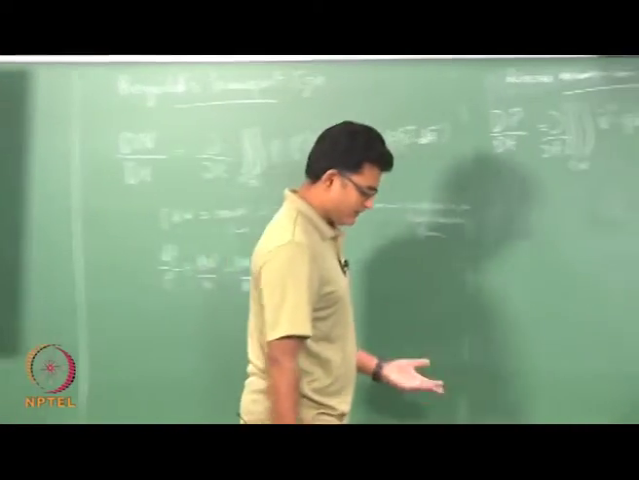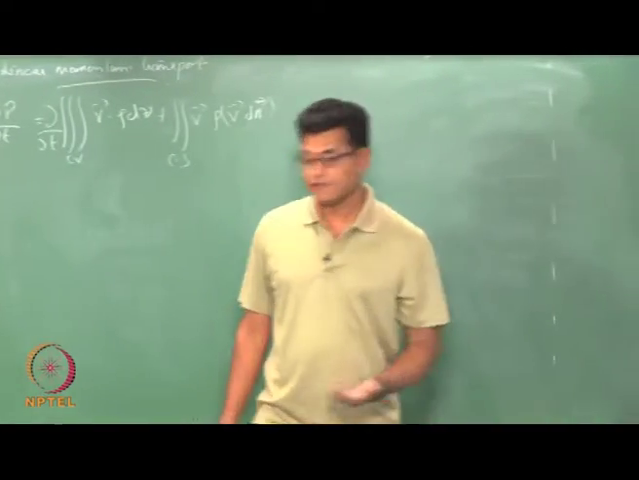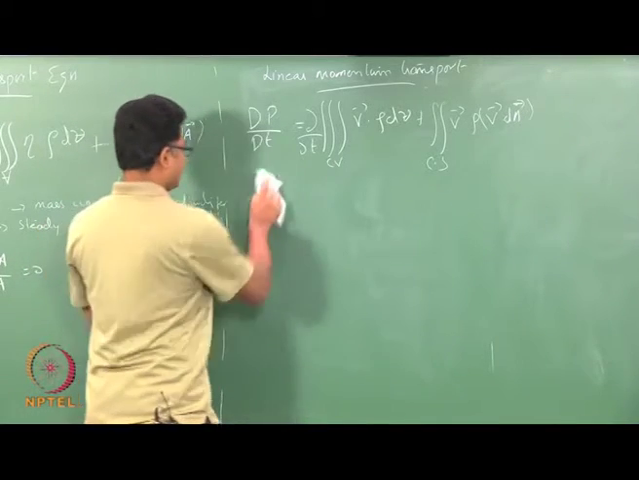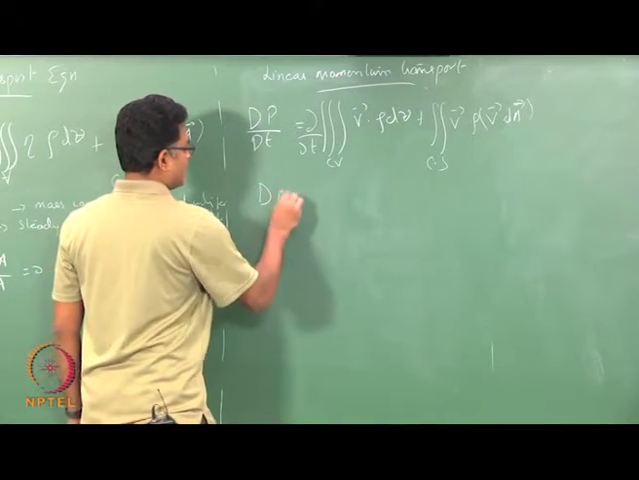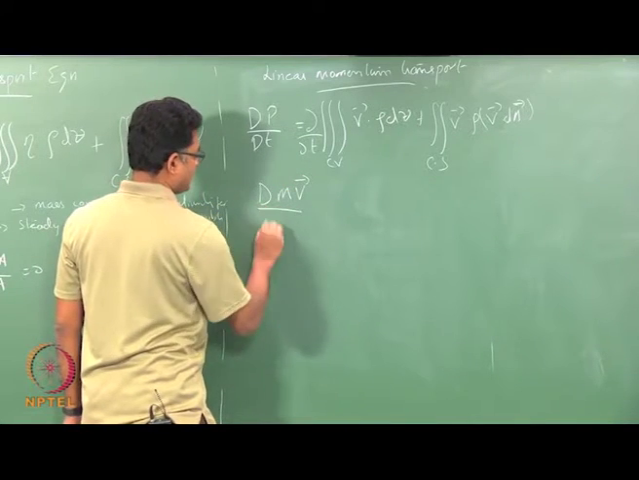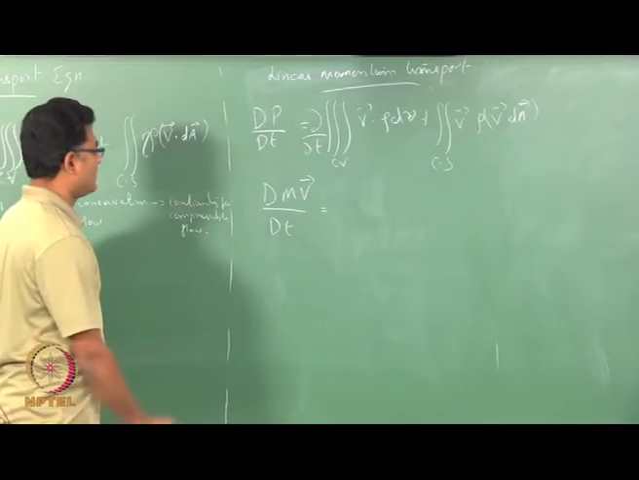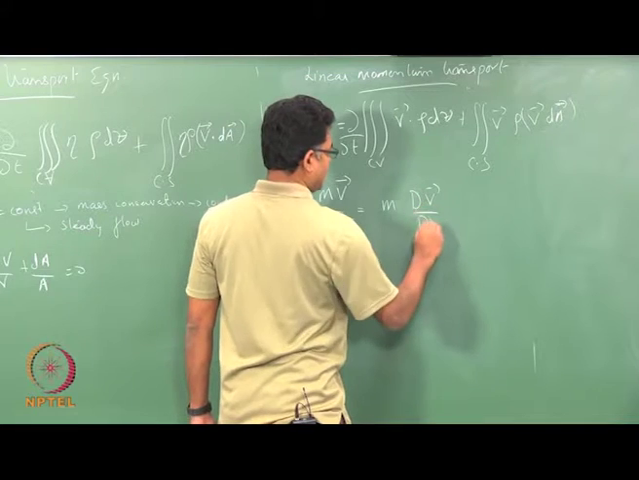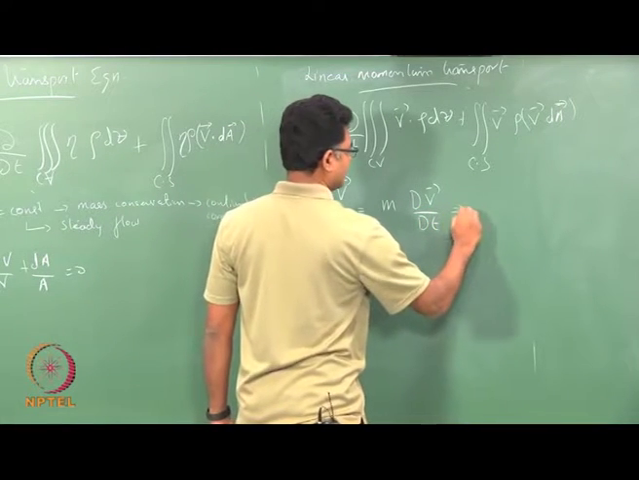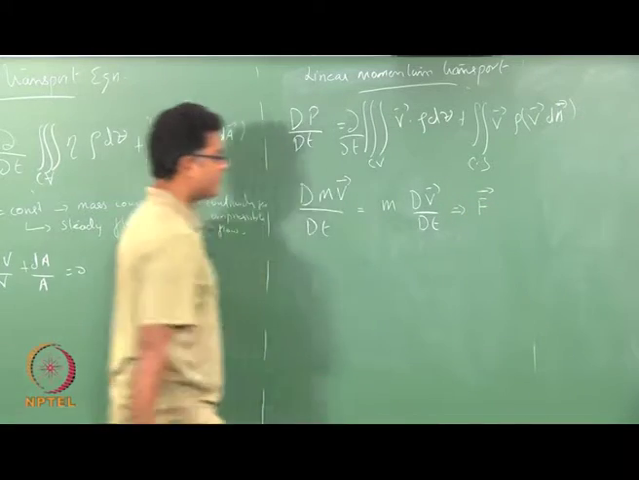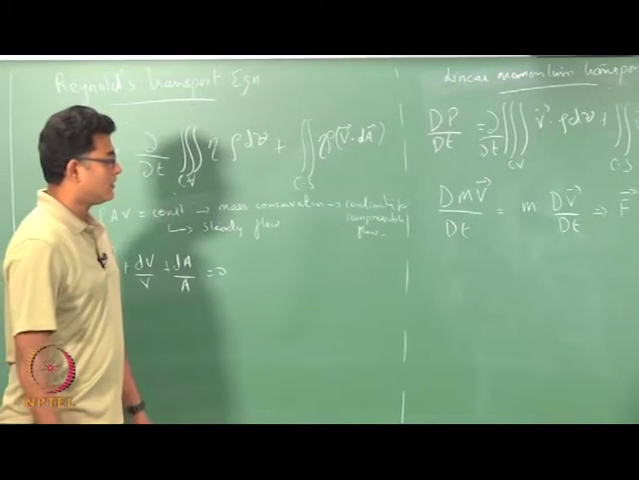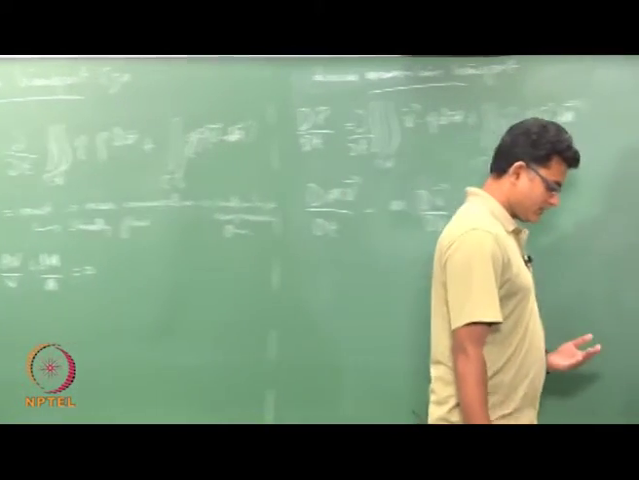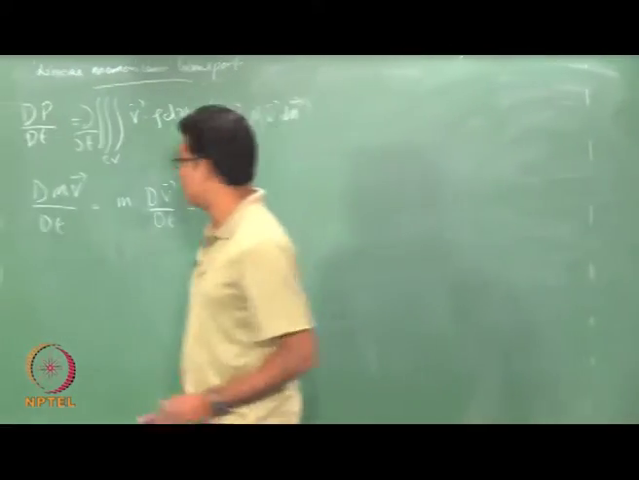So, what is the rate of change of momentum? It is actually the force from Newton's second law. So, your d m v by d t as m d v by d t, which is your force from Newton's law. So, what you are trying to find here is the force balance essentially.